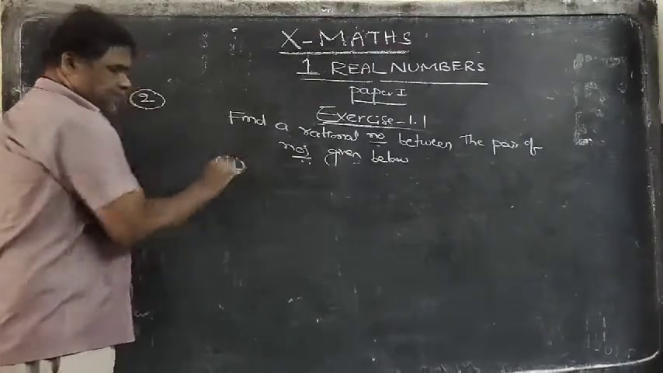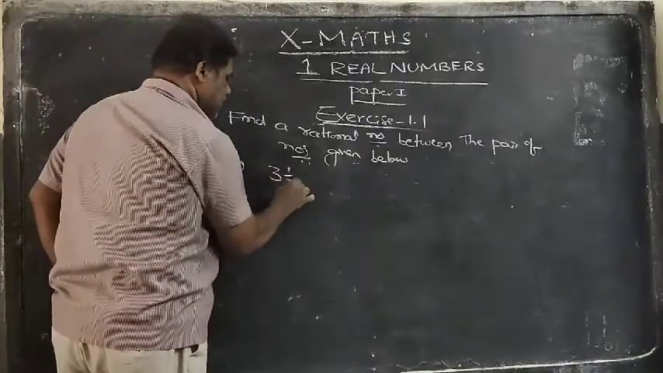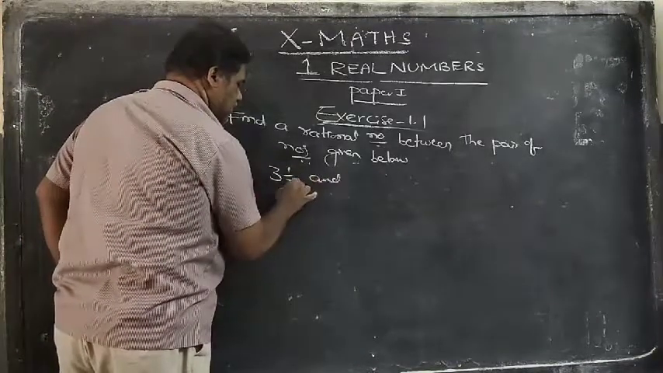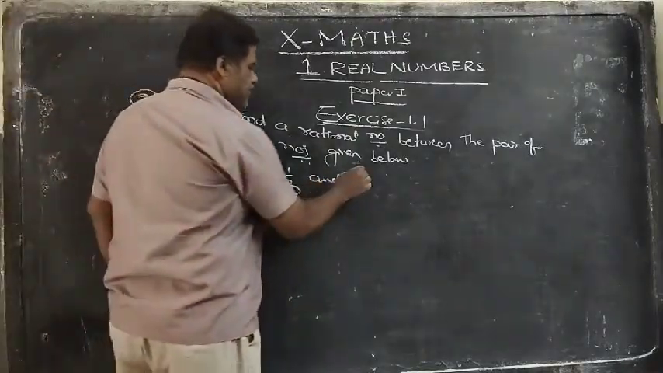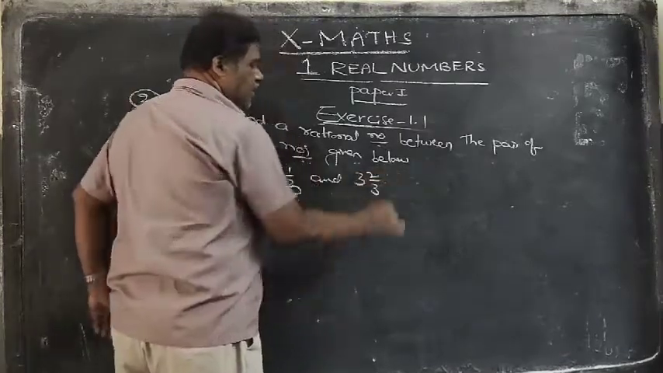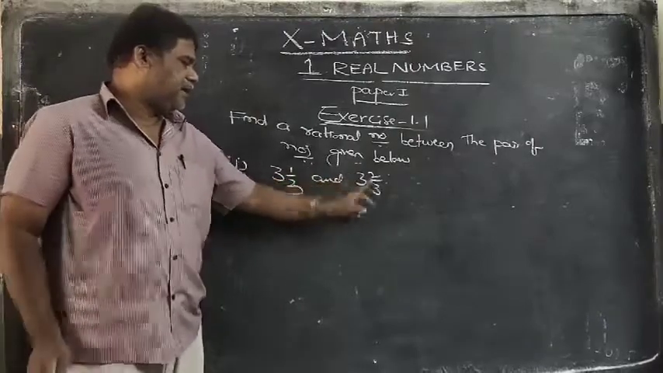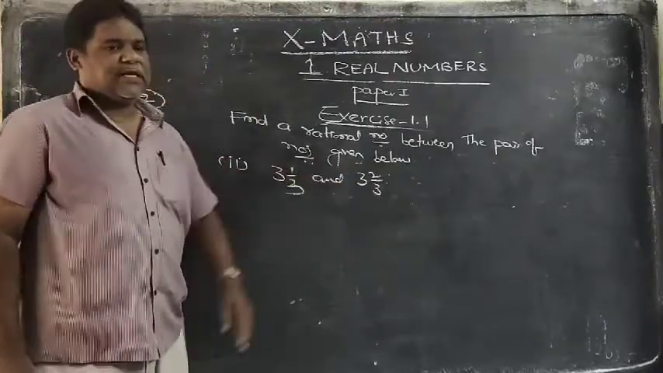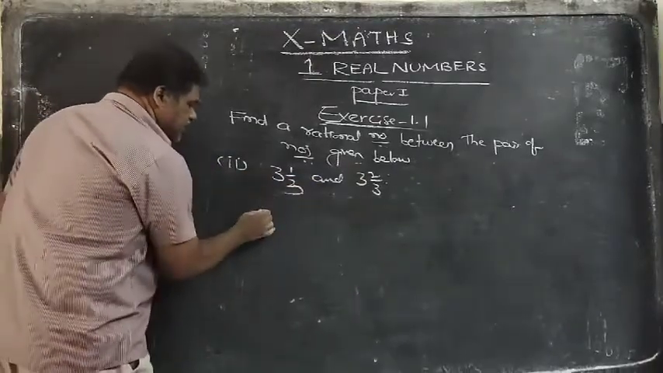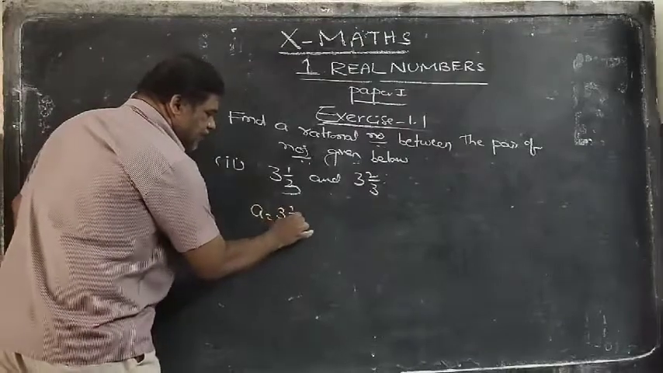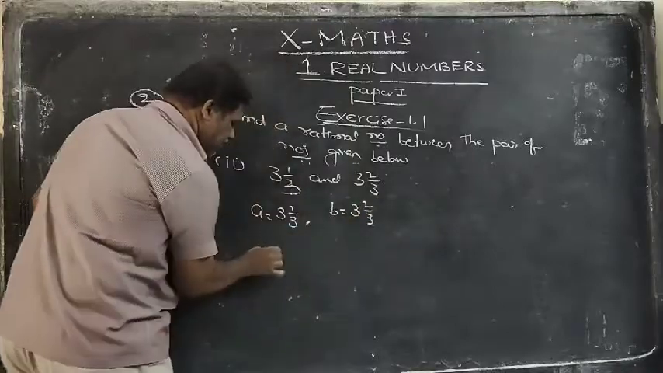Write the second bit: 3 1/3 and 3 2/3. We should find a rational number between 3 1/3 and 3 2/3. Here the two numbers are given in mixed fraction. Now we have to convert them. First number you suppose as A, 3 1/3. Second number you suppose as B, 3 2/3.